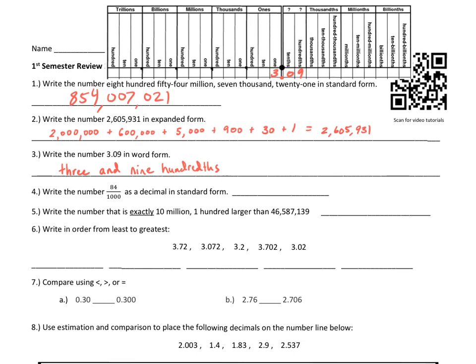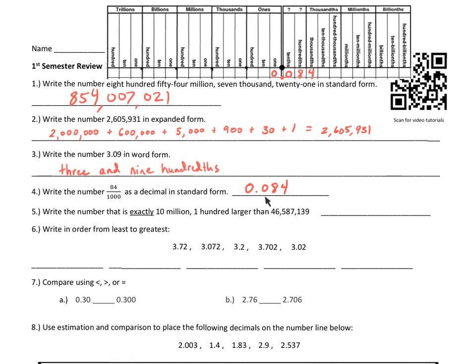Question 4 says write the number 84 over 1,000 as a decimal in standard form. So if I were to fill that into the place value chart, the 84 would have to end up in the thousandths place. So I'll have it ending in the thousandths place. I'll fill in the tenths place with a 0 because there's nothing there. That 0 is just a placeholder. And I'm putting a 0 in the ones place so we can see our decimal. So as a decimal in standard form, this would be 0.084, 84 thousandths.